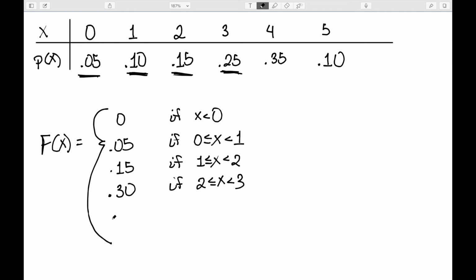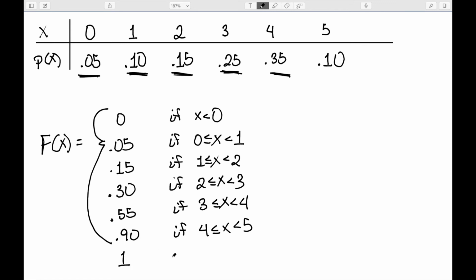We then add in a 0.25. This gets me to 0.55. That happens at 3 up until we get really close to 4. We can then add in 0.35 to get 0.9. That happens when we hit 4 and we get really close to 5. And then finally, once we hit 5, our value will just be 1. Since nothing comes greater than 5, we just have that for x greater than 5, the probability would be equal to 1.